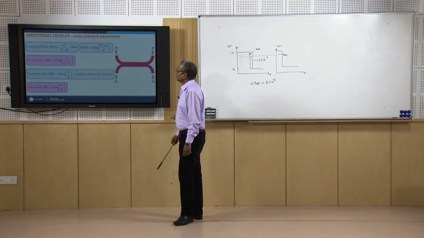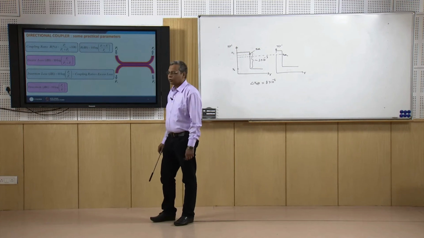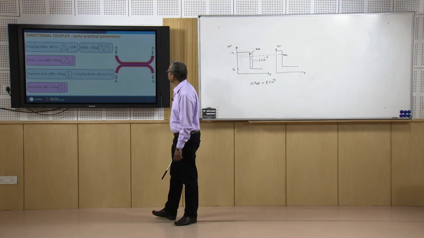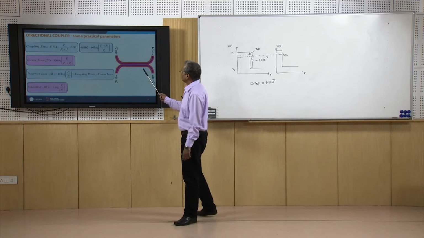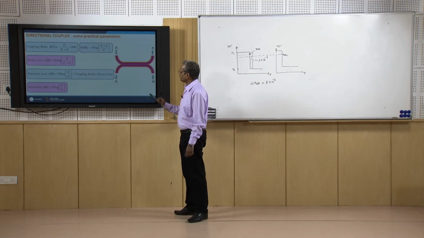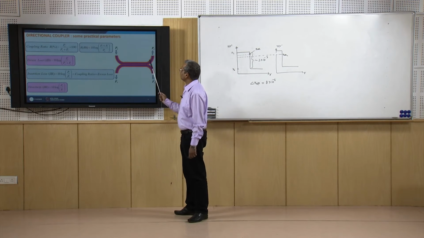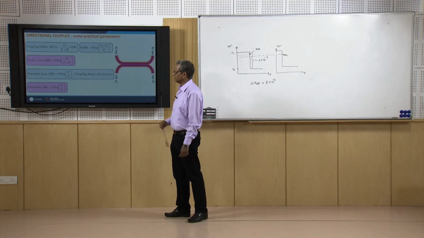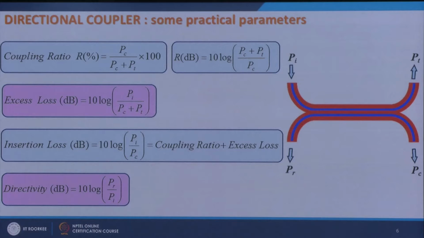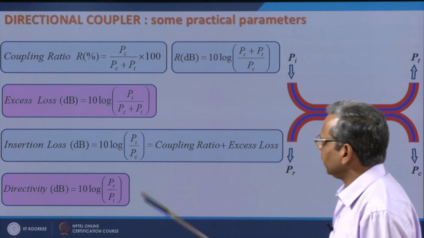Let us now look at some practical parameters of a directional coupler. A directional coupler is a 4-port device and we can name the ports like this. This is the input port, this is the throughput port, this is the cross port or coupled port, and this is the reflection port. An important parameter is coupling ratio.